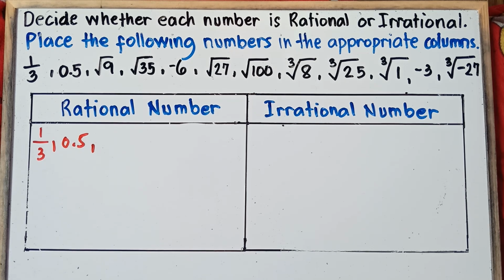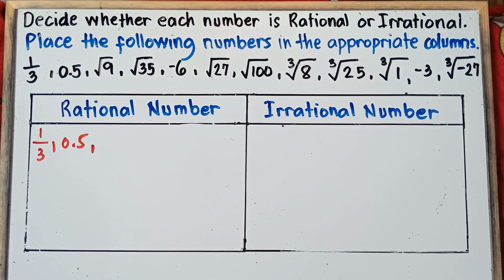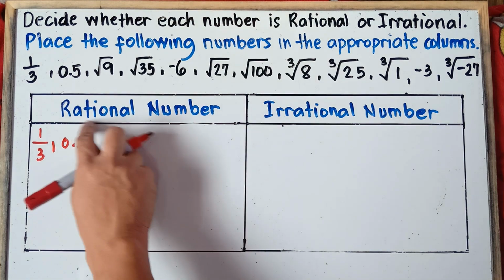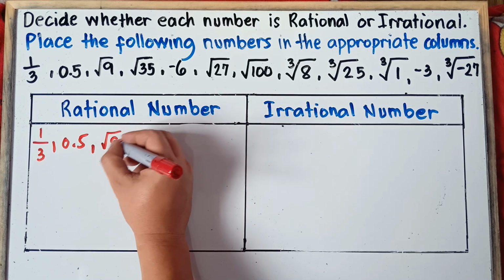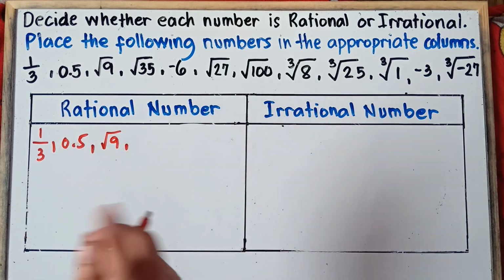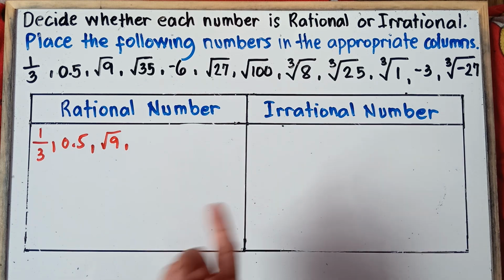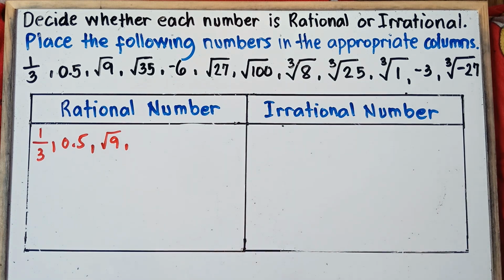Is square root of 9, is 9 a perfect square? Yup, 9 is a perfect square. Therefore, square root of 9 is a rational number, because the square root of 9 is 3. And 3 is a whole number. 3 is an integer. So square root of 9 is a rational number.